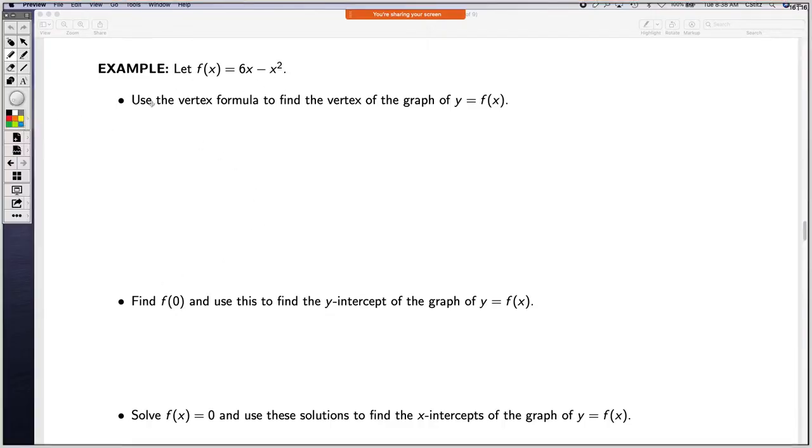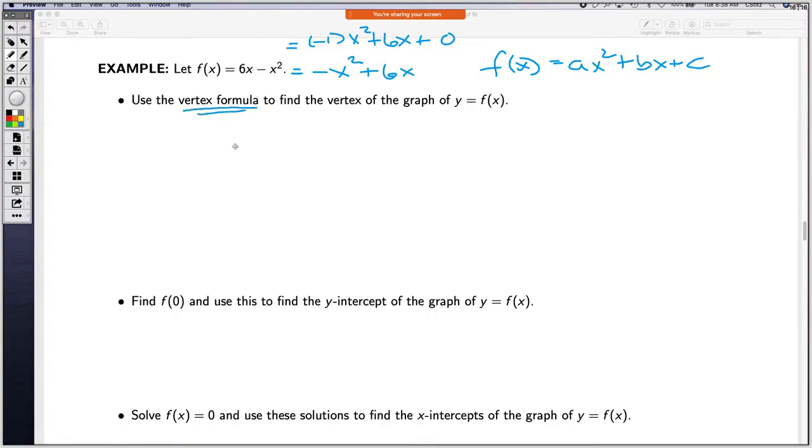So remember what the general form looks like: it's ax squared plus bx plus c. Here, the x squared is always written first. So I'm going to write that as negative x squared plus 6x. If we wanted to be pedantic about this, we'd write this as negative 1x squared plus 6x plus what? 0.